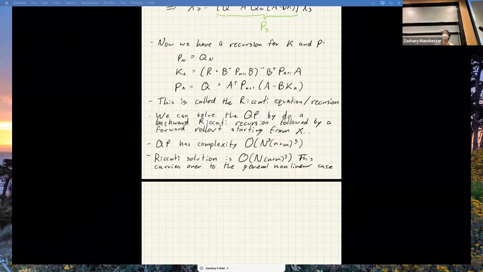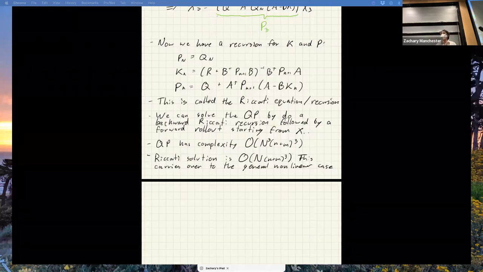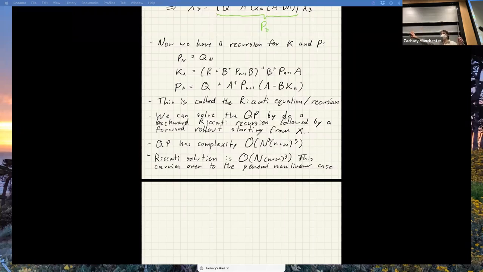So that's one big takeaway: it's linear time instead of cubic now. The other major takeaway is when we did this, we went backwards and we solved for these Ks and Ps. We talked about, very briefly, these Ks are a feedback policy now. When I do the backward pass, there's no actual particular state in there at any point. There's no state until I get to time step one, at which point we said, if you want the trajectory like you had in the QP, you plug in X1 and then roll it out with the Ks in there.